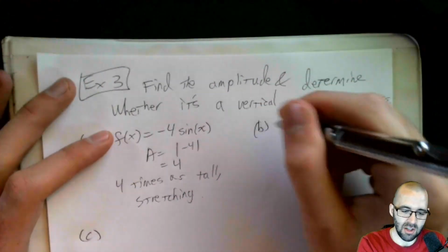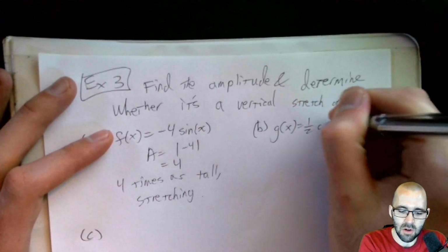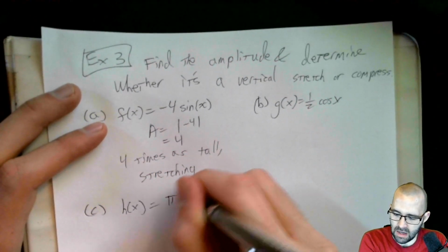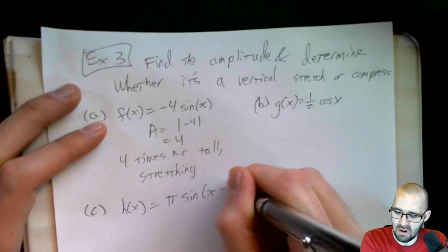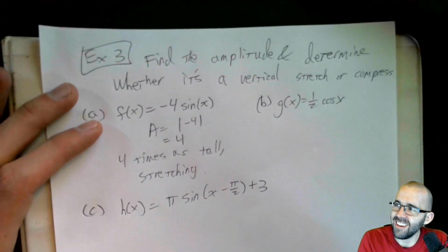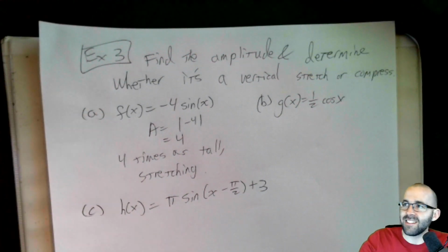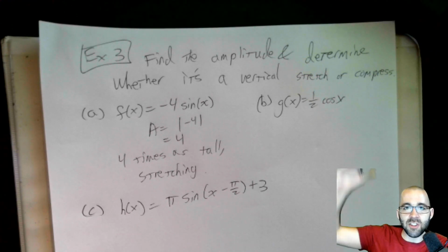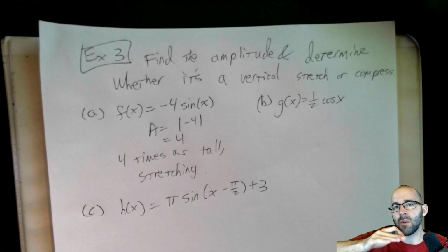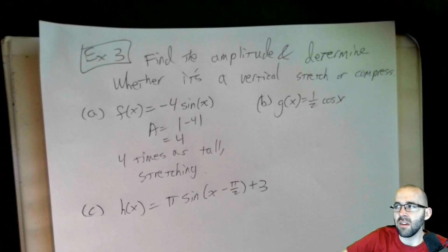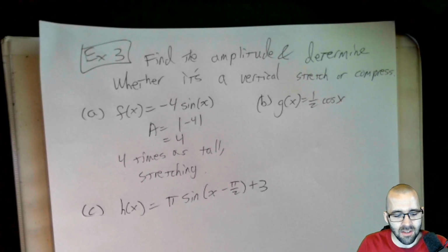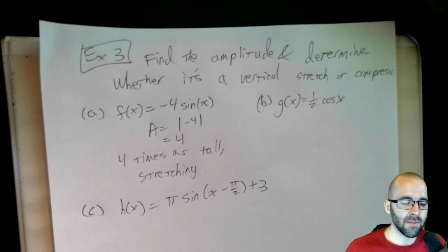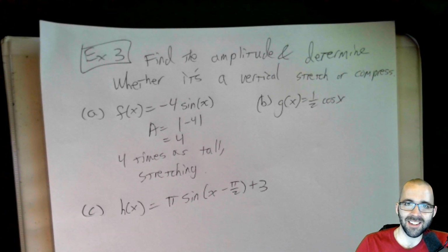All right, real quick, we have g of x equals 1/2 cosine of x. You know the answer to that one. And h of x equals pi times the sine of x minus pi over 2 plus 3, or whatever. Exactly what was pointed out in the chat: if we're bigger than 1, then we're stretching it because it's getting bigger. If we're smaller than 1, it's going to be compressing it because it's getting smaller, as long as it's smaller in absolute value. Right? -5 is technically smaller than 1, but -5 would also be a stretching. The negative, we'll talk about what that means later.